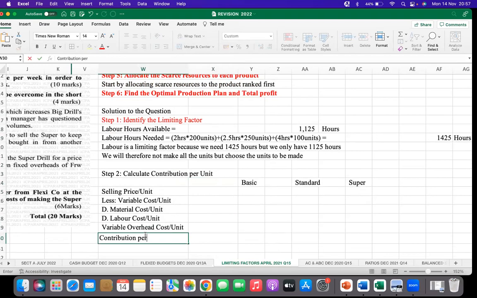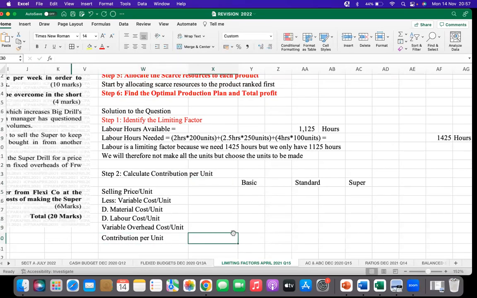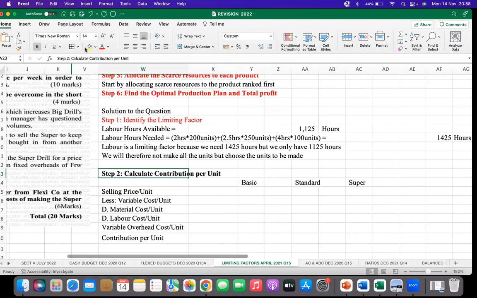Contribution per unit. Before you join the Thursday class, all these Excel files, I'll give you once I'm done. Before you join the Thursday class, read this question again: April 2021, question number 15. That is where we will start from on Thursday. I have another meeting immediately at 9, so I want us to stop there.